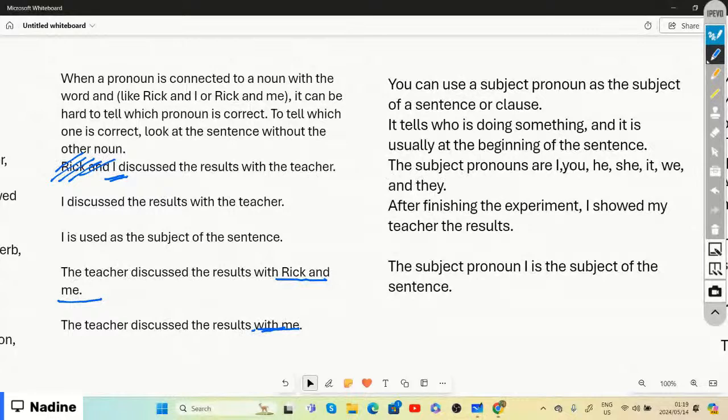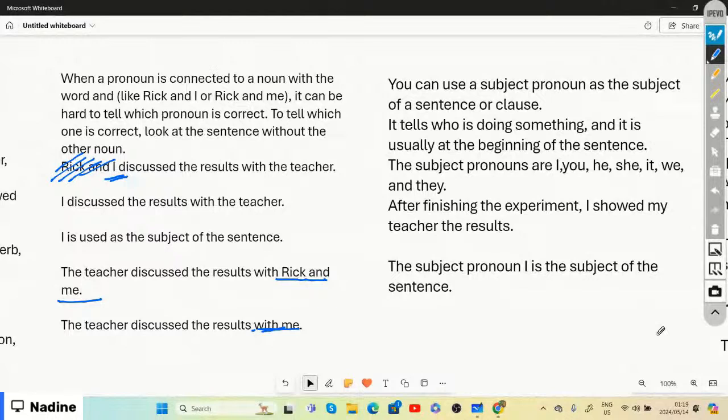All right. So when it comes to that one, where we are connecting the nouns with a word, it can sometimes be tricky, because you first have to remove the one word in order to see: is the subject pronoun really what is being discussed, or is it the object? Am I doing something or is something being done to me? Remember, if I do something, then it is a subject pronoun. If something is being done to me, then it is an object pronoun.